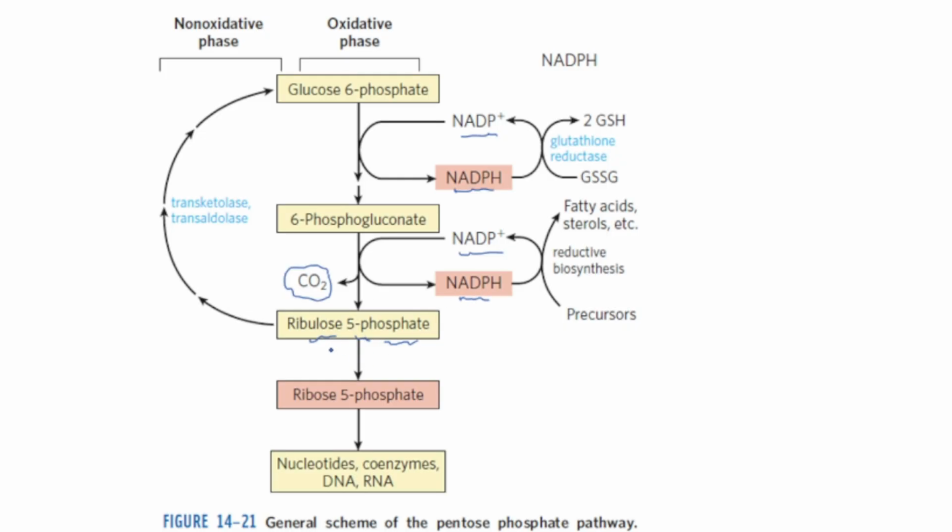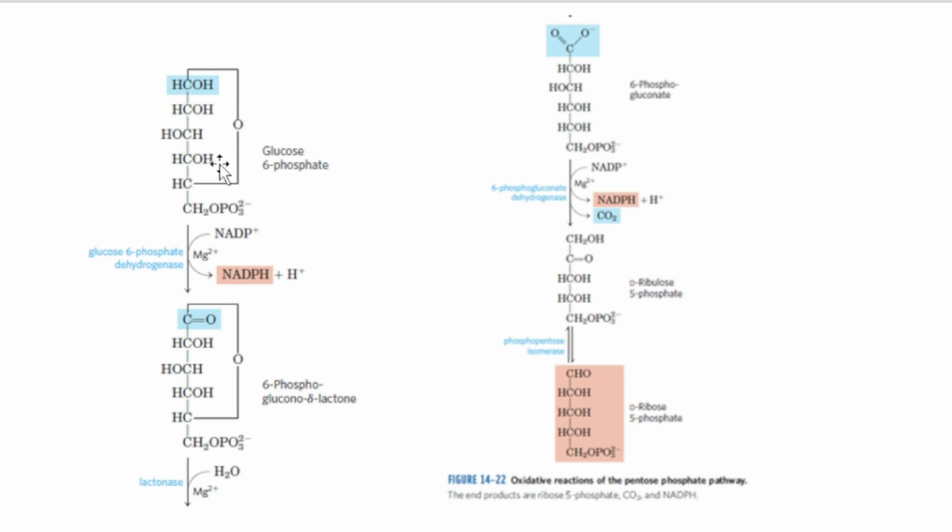This ribulose 5-phosphate will be converted next into ribose 5-phosphate. Next, this ribose 5-phosphate will be utilized in making nucleotides and coenzymes. It will help in the production of DNA as well as RNA. So this was all about the oxidative phase. Now we will discuss the non-oxidative phase. Here is a detailed view of the oxidative phase: how glucose 6-phosphate is first converted into 6-phosphogluconolactone, which then produces 6-phosphogluconate.